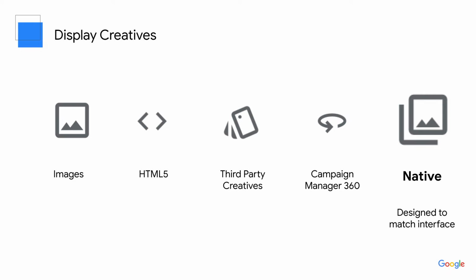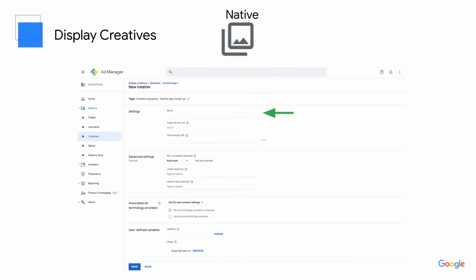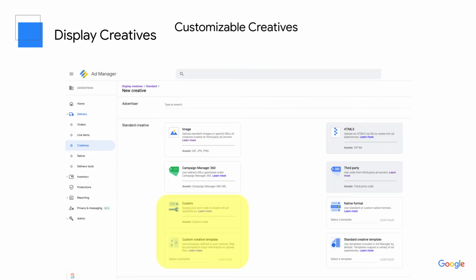Native formats are styled to match the publisher interface instead of designed by the advertiser. To build this creative, first select your advertiser, and then select a template from the drop-down Native Format list. Let's create a native app install ad, for example. Name your creative, target ad unit size, and click-through URL. Define your user-defined variables according to your specifications and save your native creative. If you want to build a more custom creative, you can use the customizable formats to build your creatives to fit your specific needs. For more information on custom creatives, see the link below.